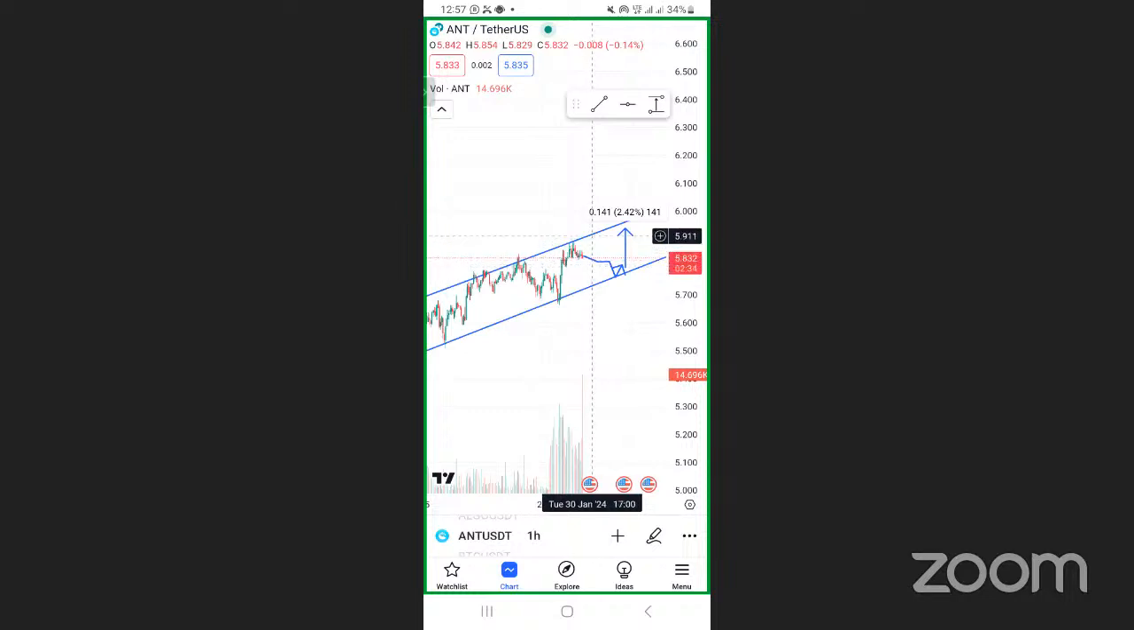Then which percentage? 2.4. So you wait for some few hours, something like 5 to 6 hours. It would have done that, and then you enter.